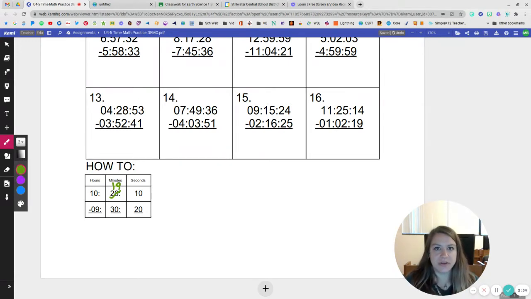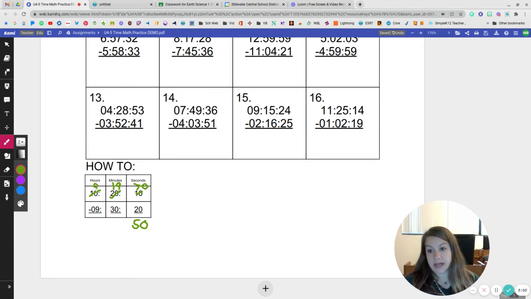So what should I do with my 10 seconds and my 60 seconds that I'm now borrowing over from the minutes? I'm going to add them together. So instead of 10, I'm going to have 70. Now can I take 20 out of 70? Yes, I can. It leaves me with 50 seconds. Good. Can I take 30 out of 19? Nope, can't do that. So I have to borrow an hour, or I'm going to take an hour basically.